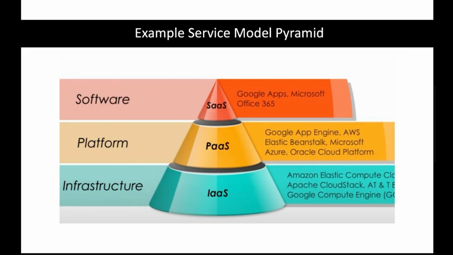If you say platform as a service, then the best example is that if you go for Azure, they call it App Service. In Google, they call it App Engine. In AWS, they call it Elastic Beanstalk. So what happens here is that they will offer it as a service.